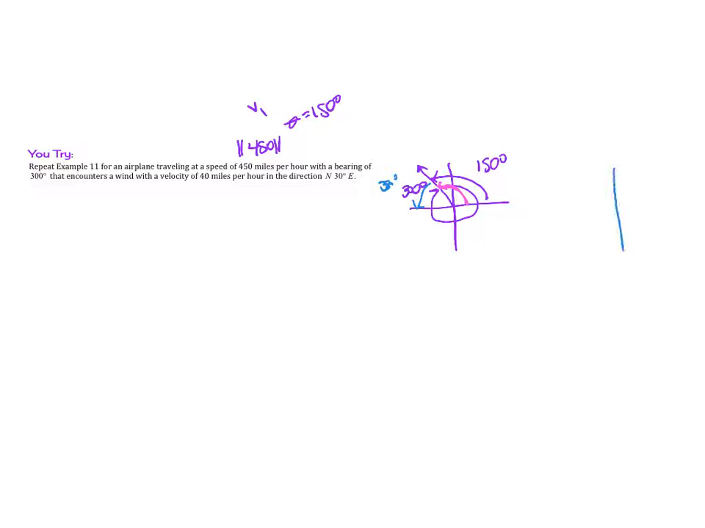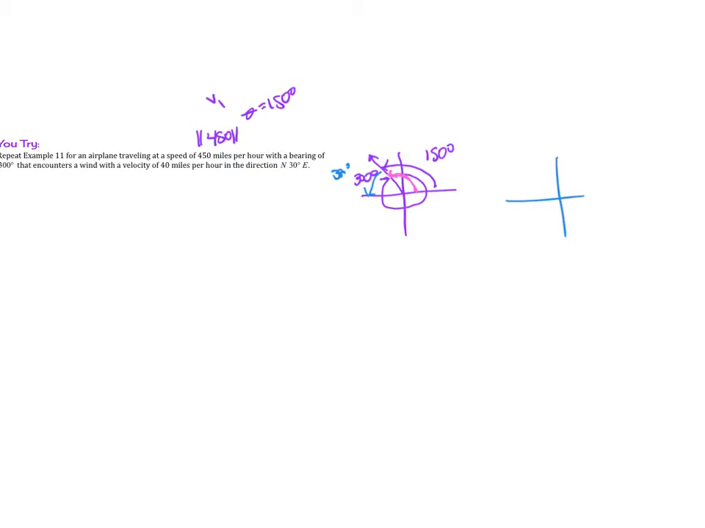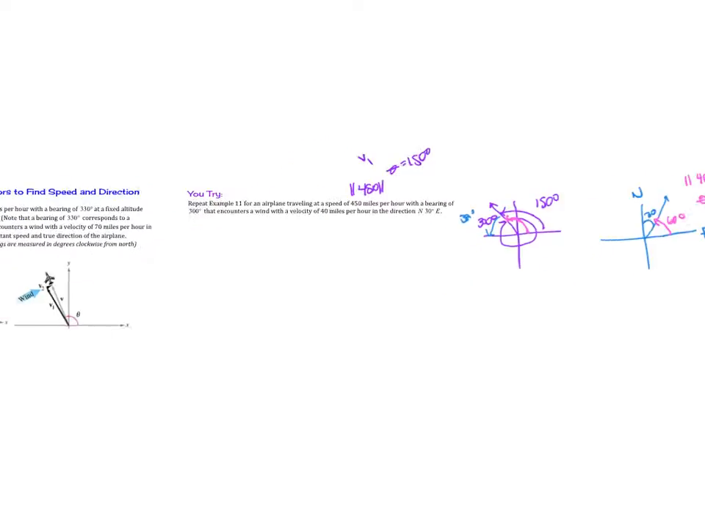Now the wind is the other thing we need to factor in. It encounters a wind with a velocity of 40 miles per hour in the direction of north 30 degrees east. So north, this is 30 degrees, so that's north 30 degrees east. And then again, we really want our directional angle. So the directional angle is going to be 90 minus 30, which is 60 degrees. Then we know that that magnitude is 40. Okay, so we have 40, we have theta is 60 degrees, and so that hopefully helps you out a little bit more in this problem.